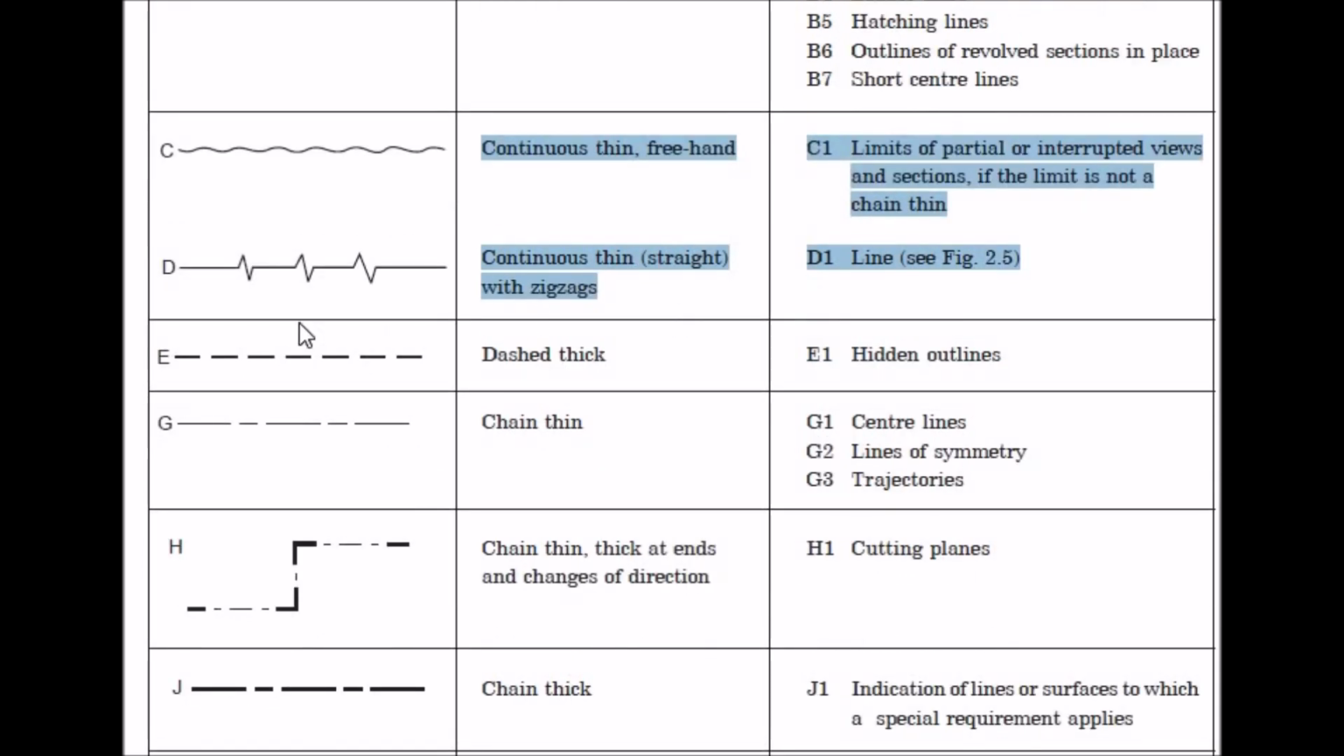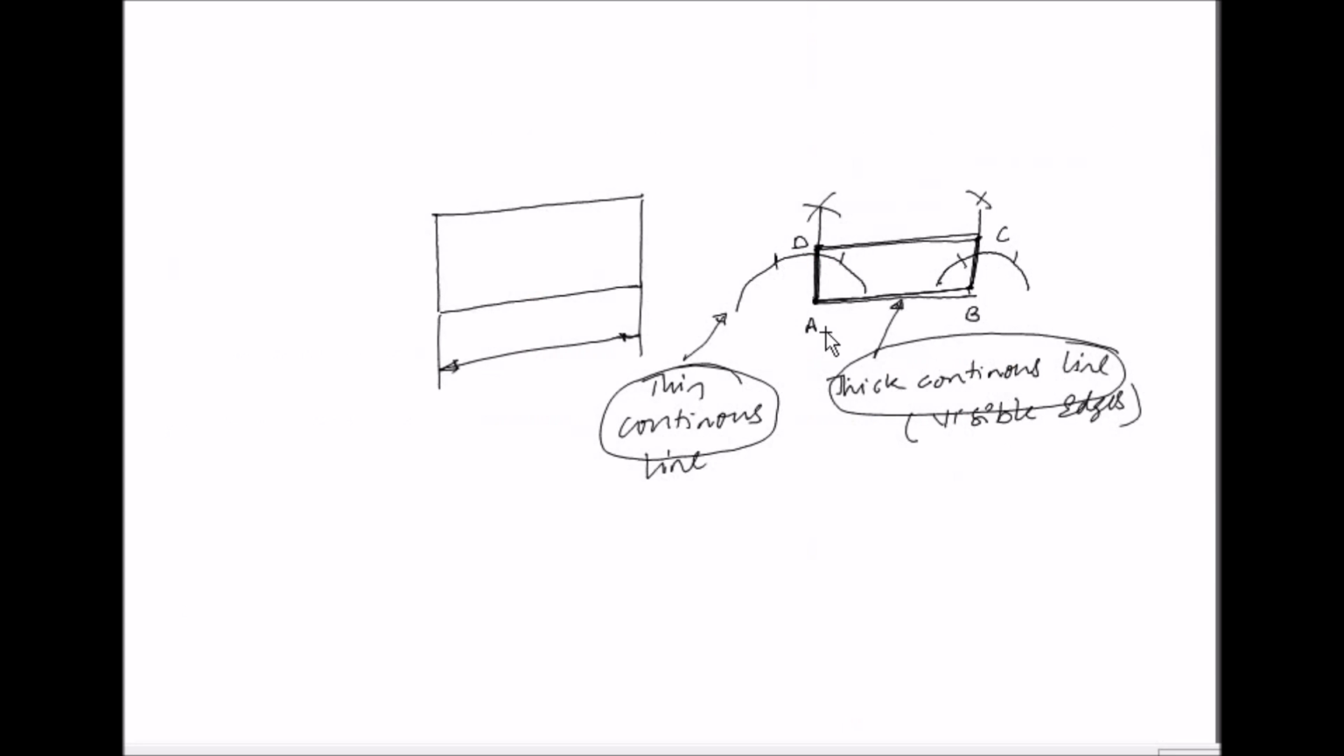Next we have line E, which is a dashed thick line, which is used for hidden outlines. So I'll take a simple example again here to explain that. Let us say I have a three-dimensional object.